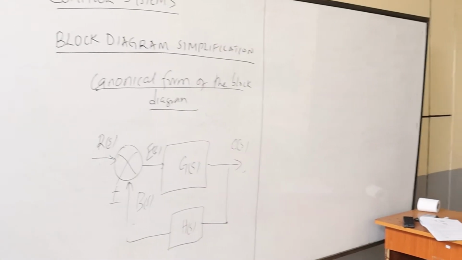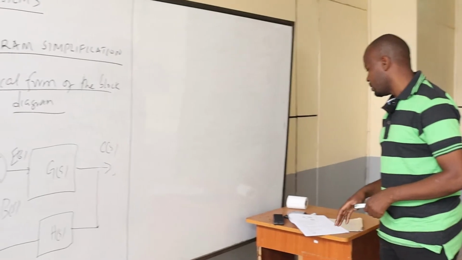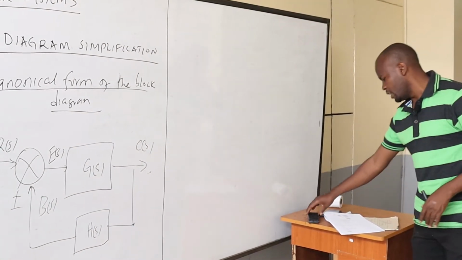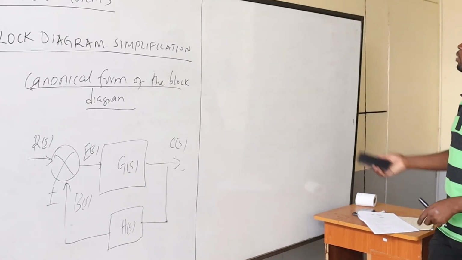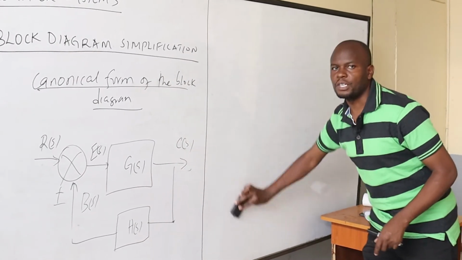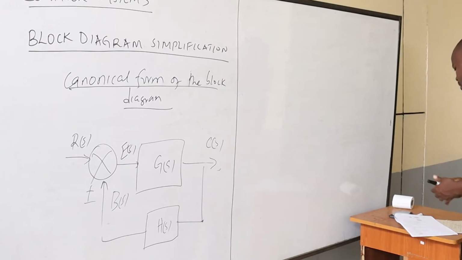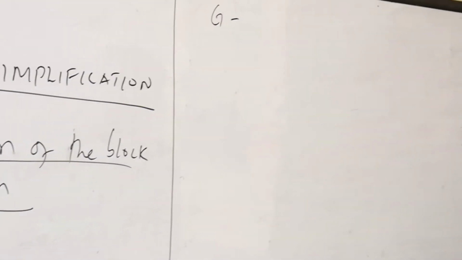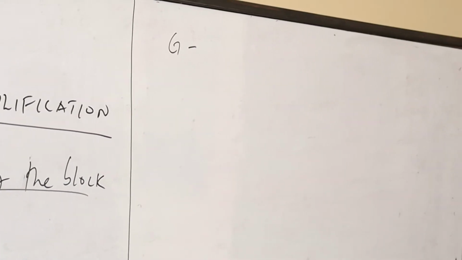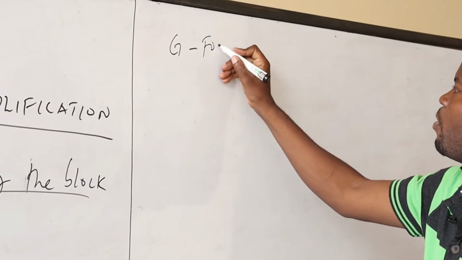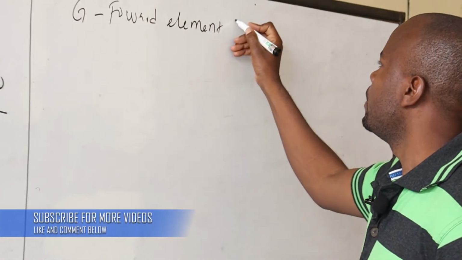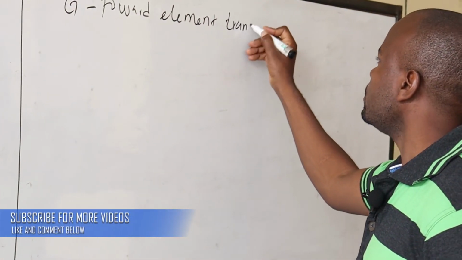So from this particular block diagram, we can define some terms that are going to be very important in getting these particular ratios. The first, we can talk of the G, and G is the forward element transfer function.